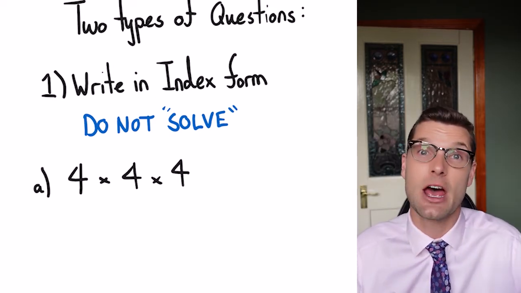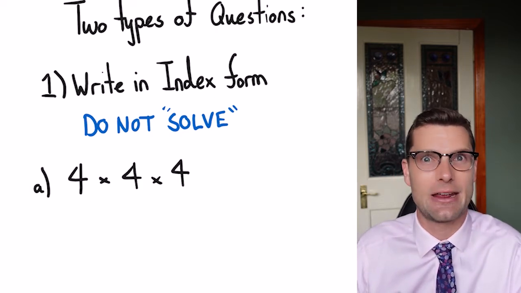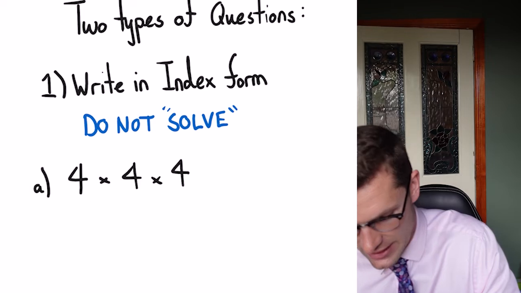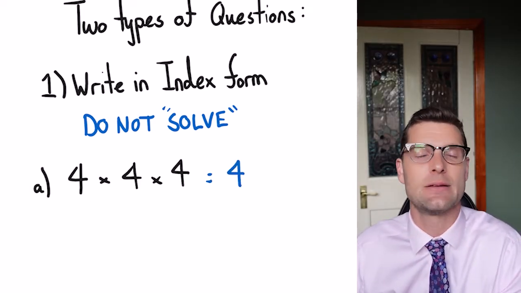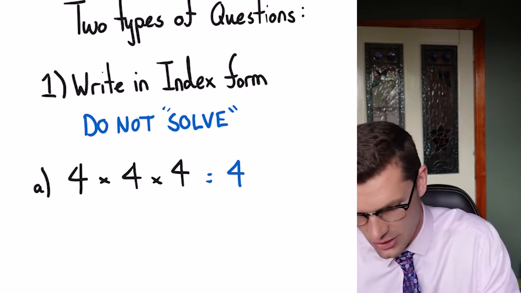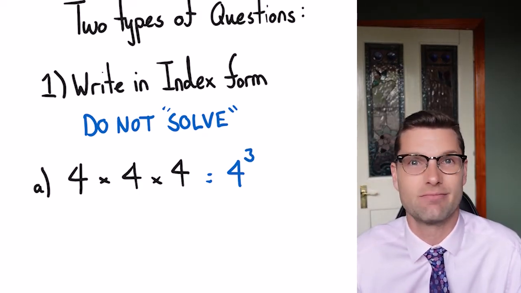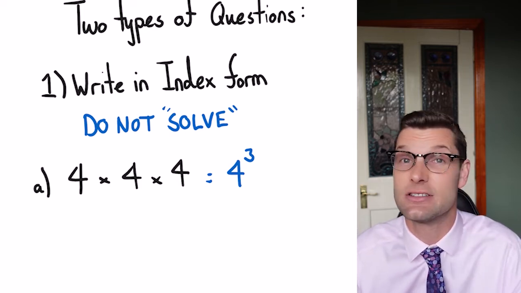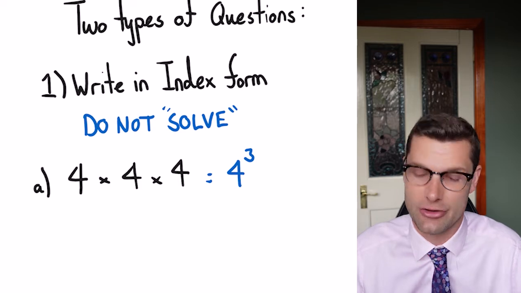If I have 4 times 4 times 4, the base of my index is that big number. That doesn't change. So this is equal to 4, and we've got it multiplying by itself 3 times. So the index, or the little thing on its shoulder, is just 3. And that's all you've got to do. You don't have to solve it. You don't have to put it in your calculator. That's the answer. Pretty cruisy.